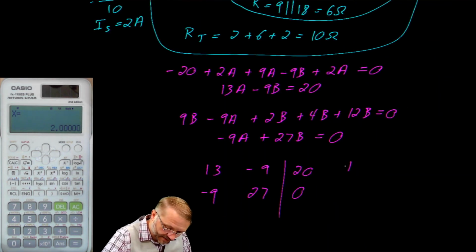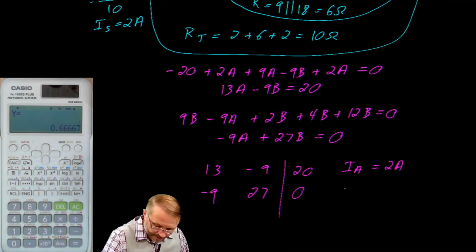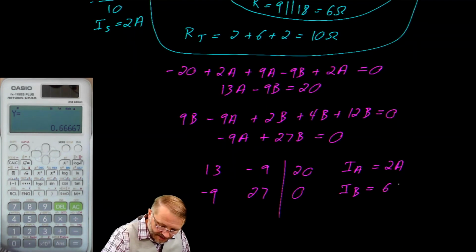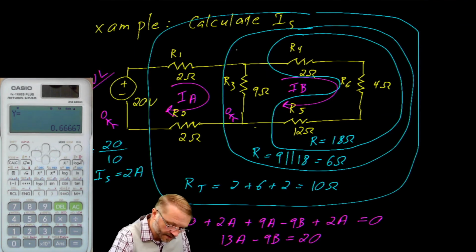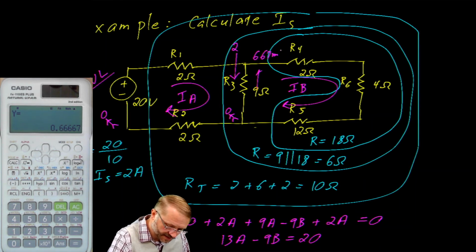When we do that, we find that current A is equal to 2 amps, and current B is equal to 667 milliamps. That tells us that there's 2 amps flowing in that direction and 667 milliamps in that direction.